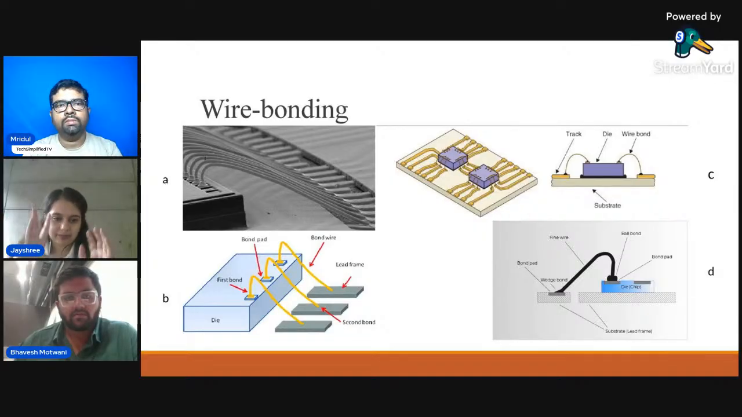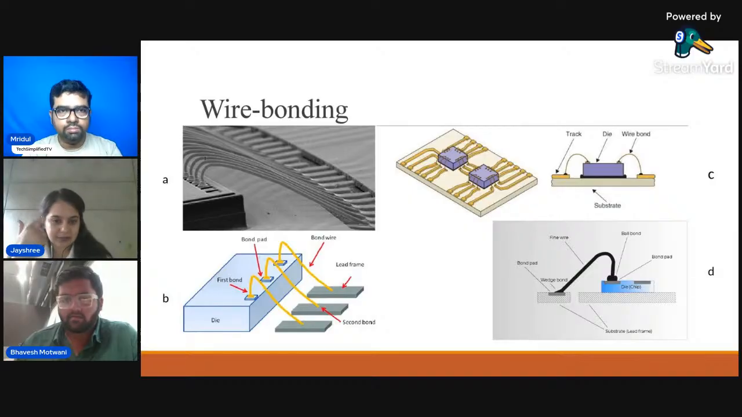This is the complete wire bonding, and the applications where we are going to use wire bonding are low to moderate input output devices, then analog ICs, memory chips, and sensors. Basically, consumer electronics and automobiles, and eventually industrial packaging also.